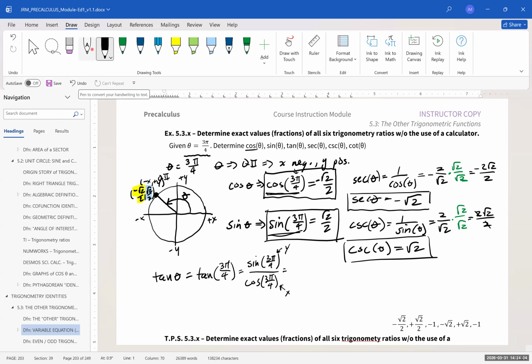So what we have is a positive y value, square root of 2 over 2, all over a negative square root of 2 over 2. And you can see that these square roots of 2 are going to cancel out, leaving you with just -1. So tangent of 3 pi over 4 is just going to be equal to -1.